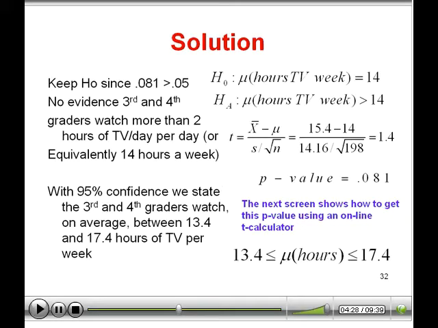If we were to follow this up by establishing a 95% confidence interval for the average hours of TV that third and fourth graders watch per week, we would find that that average with 95% confidence is somewhere between 13.4 hours and 17.4 hours. Since 14, the number in the null hypothesis, falls within this confidence interval, it is reasonable that we decided not to reject the null hypothesis. It is possible that children in third and fourth grade watch, on average, 14 hours of TV per week.